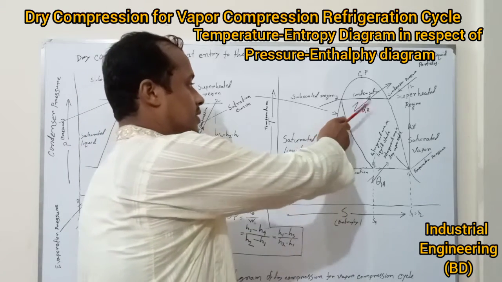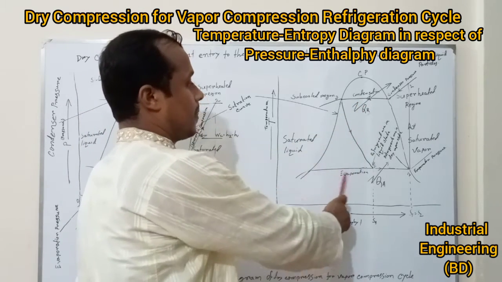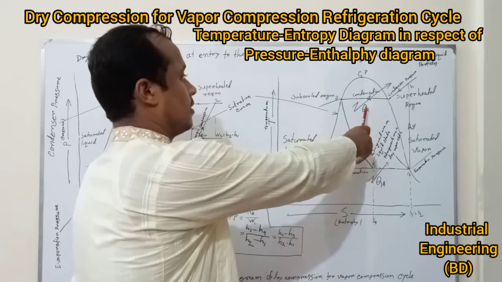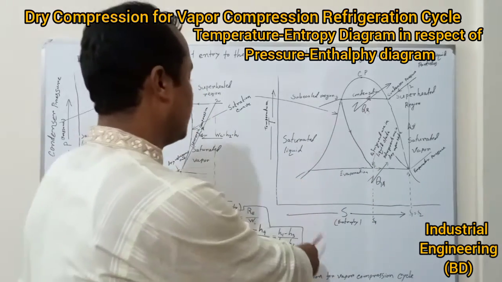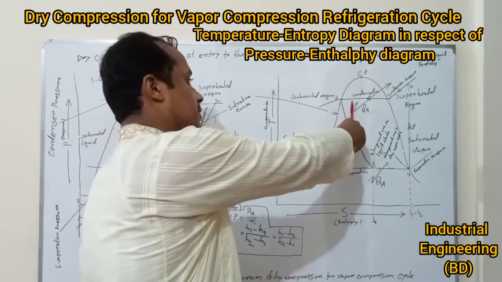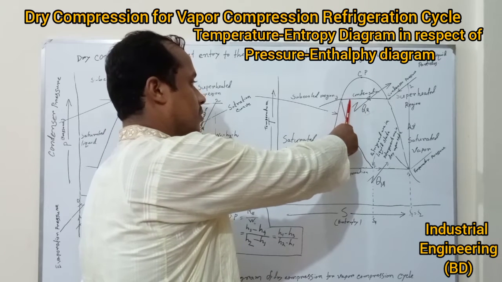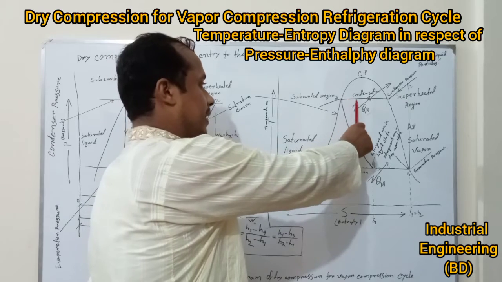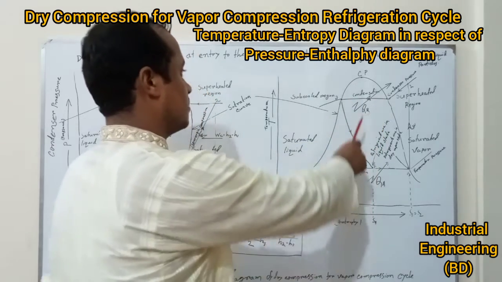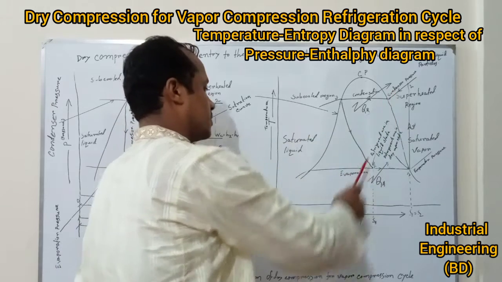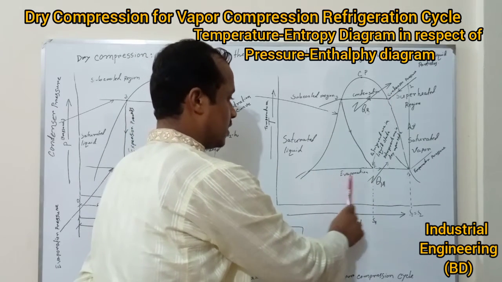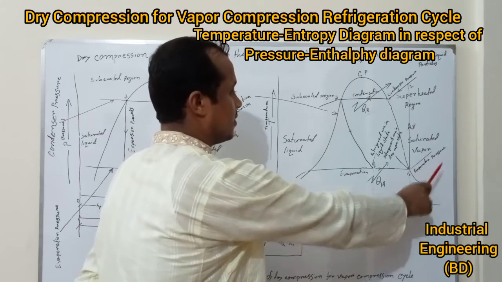I have drawn two horizontal lines in this saturation curve in the TS diagram. The top line in this saturation curve is the condensation process, and the bottom horizontal line of the saturation curve is the evaporation process.